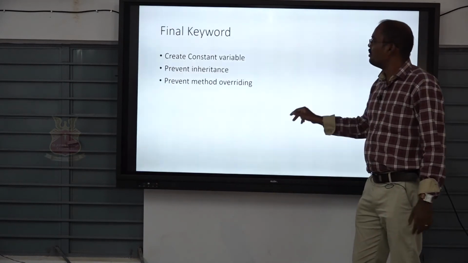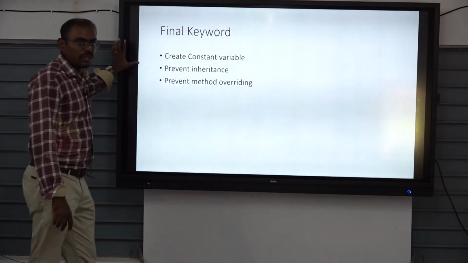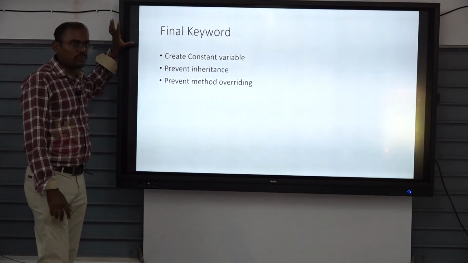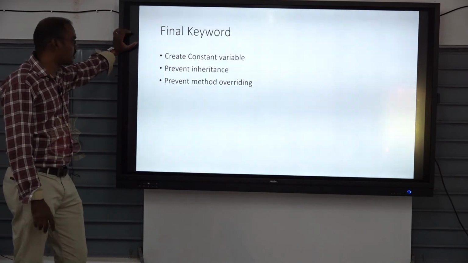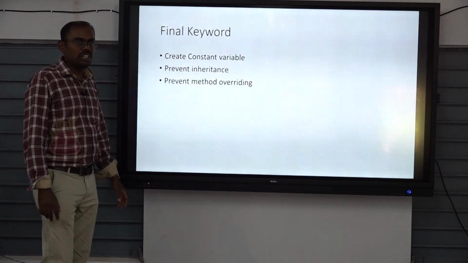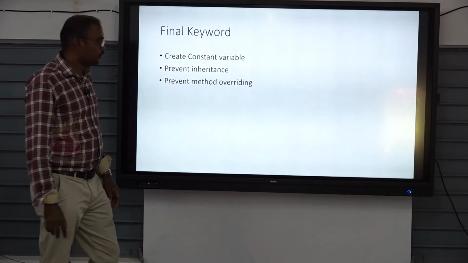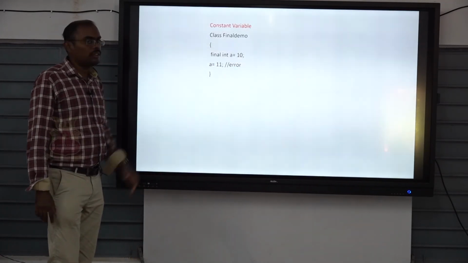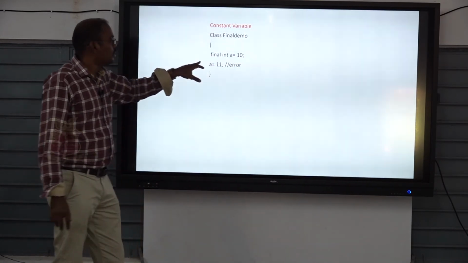Next we see the final keyword. There are three ways we use the final keyword. The first one is to create a constant variable. The second one is to prevent inheritance. The third one is to prevent method overriding. Let's see that by example. The first one, constant variable, in class FinalDemo.